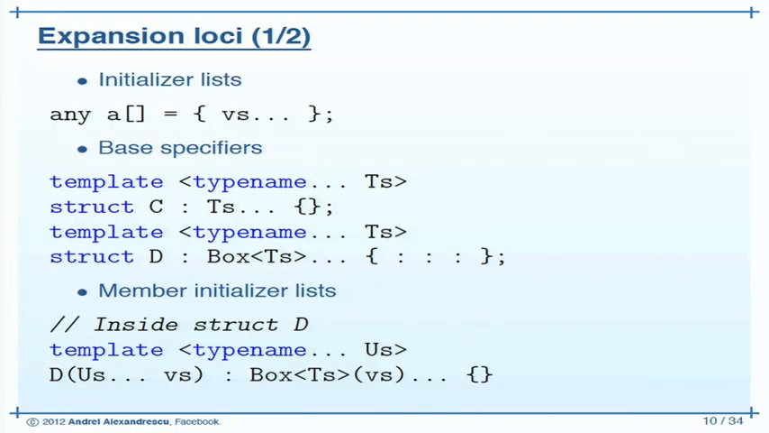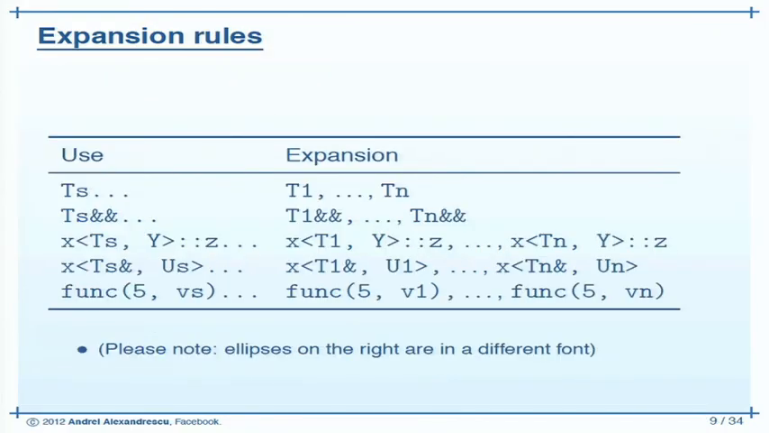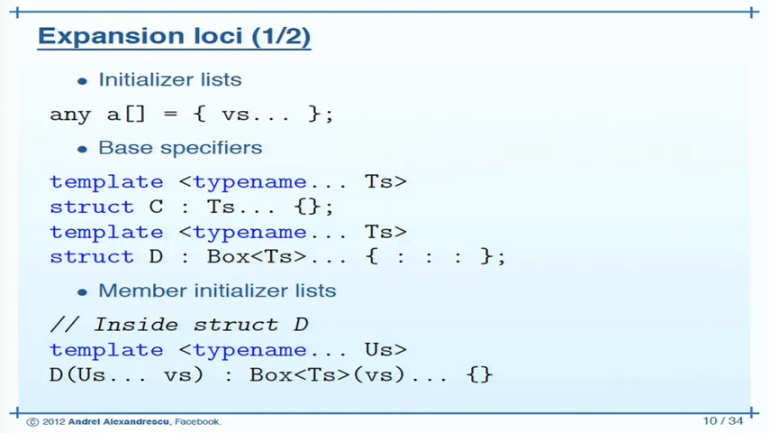Right? Then we have template of type name dot, dot, dot, Ts, struct D. You can actually say box of Ts. Maybe you want to have some integers here, some primitive types that you cannot inherit, so you box them. So I'm going to inherit box Ts dot, dot, dot. And per the expansion rules that we just discussed, this is going to expand nicely as expected.